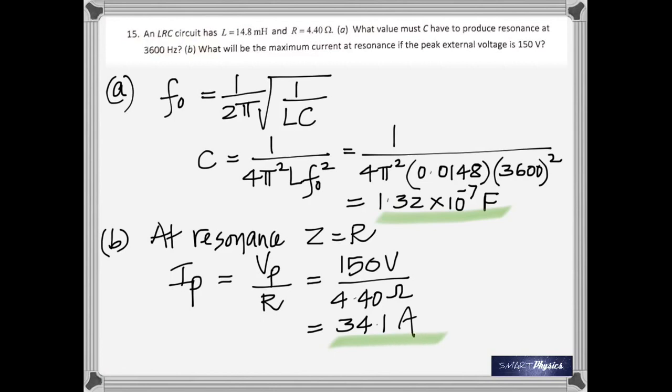You get 34.1 ampere. And hopefully you would try to look at all these problems and prepare for the exam.